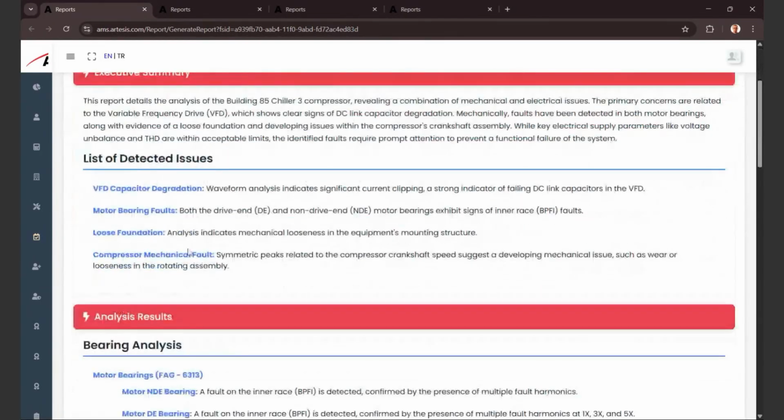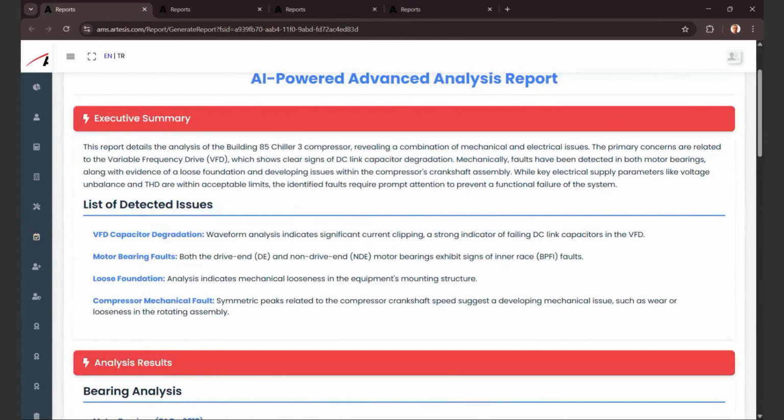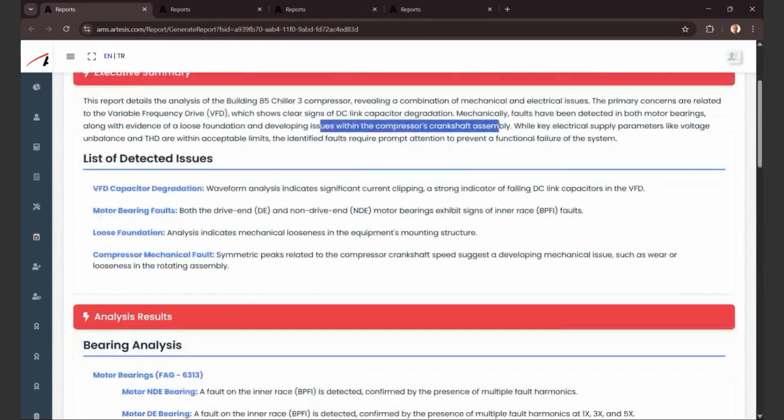So what I'm seeing here is the executive summary, in clear, plain language. It tells me that this compressor is revealing mechanical and electrical issues. The primary concerns are related to the VFD, which shows clear signs of DC-link capacitor degradation. Mechanical faults have been detected in motor bearings, alongside a loose foundation and developing issues within the compressor crankshaft assembly. While electrical parameters of unbalance and THD are acceptable, the identified faults require prompt attention to prevent a functional failure of the system. And the list of detected faults is here.